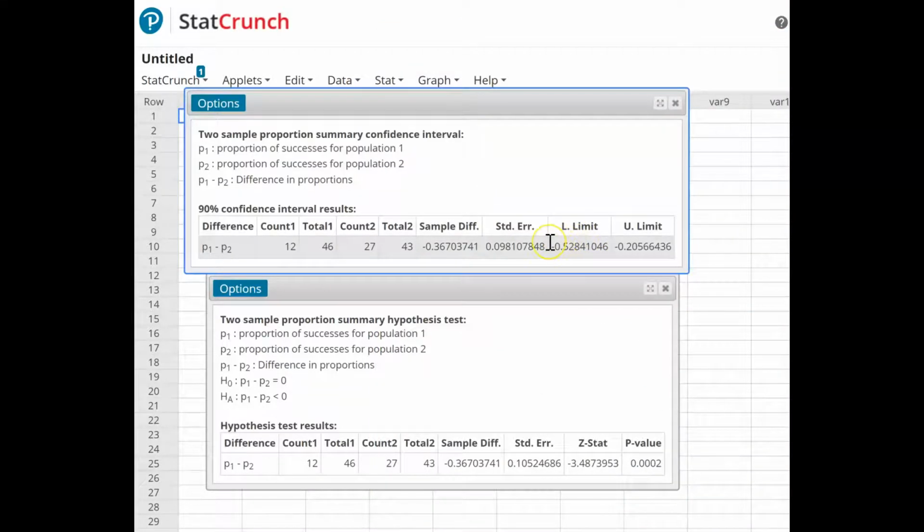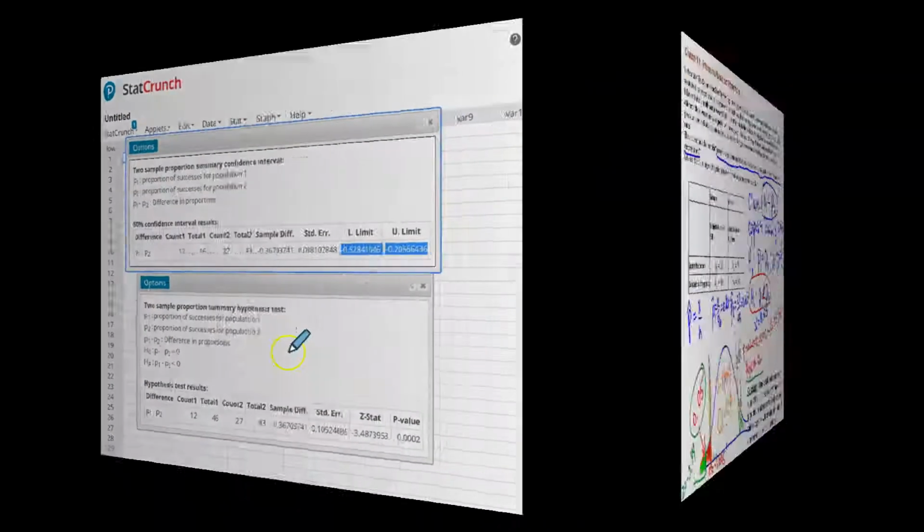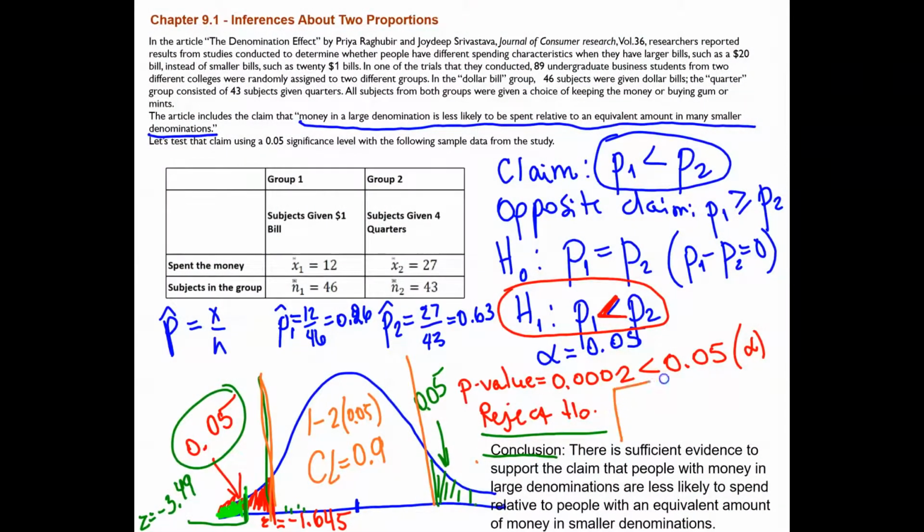The confidence interval limits are negative 0.528, rounded to 3 decimals, to negative 0.206. Let's write it down. I'm going to write it right here because I'm running out of space a little bit. The interval limits are negative 0.528 to negative 0.206. As you can see, the confidence interval limits do not include 0. 0 would be way on the right, and here are the confidence interval limits. The values of the difference between two population proportions are not the same.